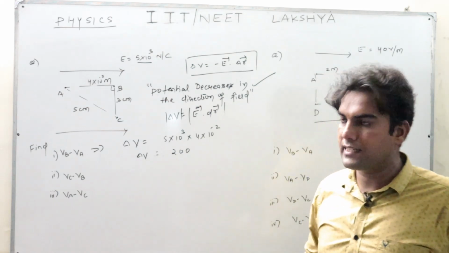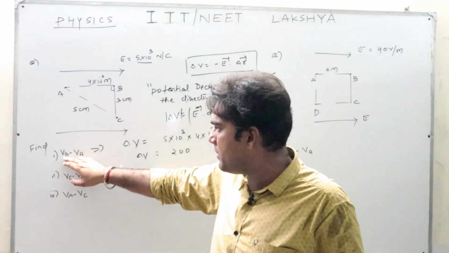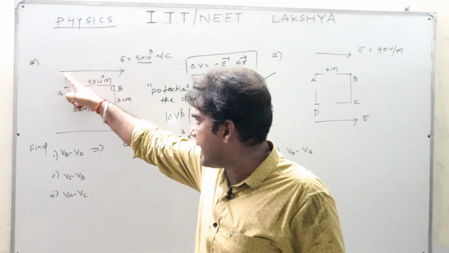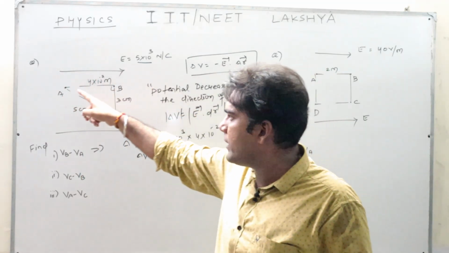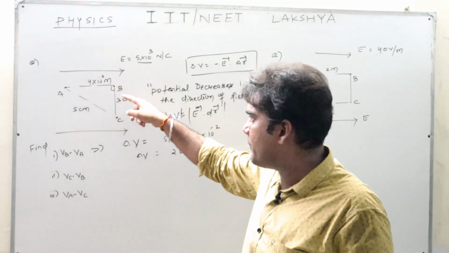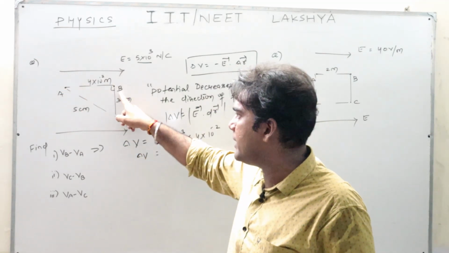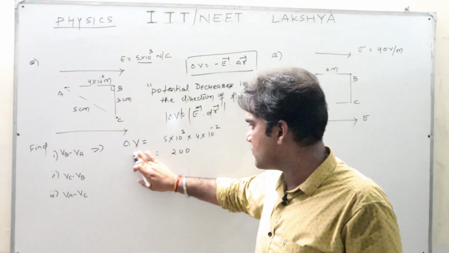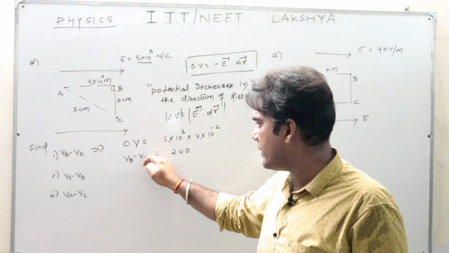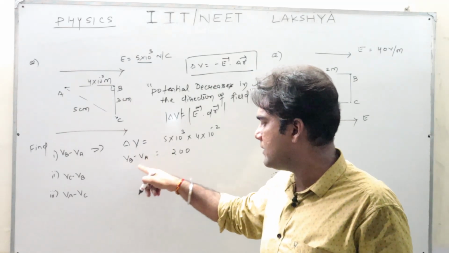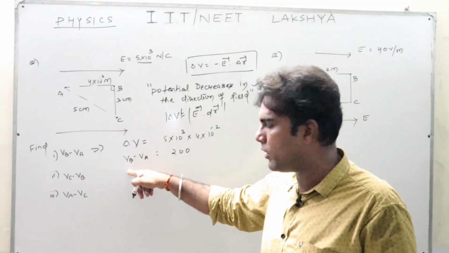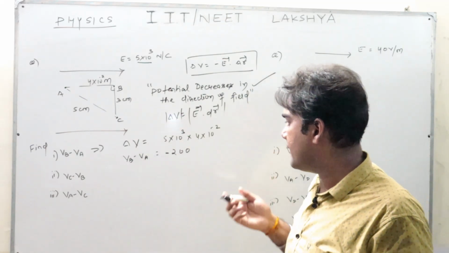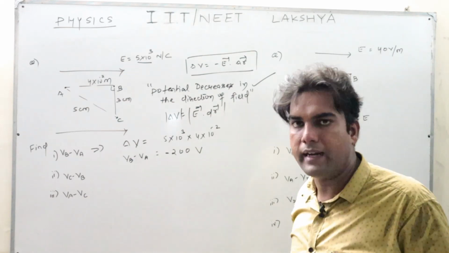Now we need to attach the sign. So what are they asking? VB minus VA. You are moving in the direction of the electric field. When you are moving in the direction of the electric field, then potential decreases. It means potential of B will be less than potential of A. So they are asking VB minus VA, and potential of B will be smaller than potential of A. So this quantity will be smaller. So smaller minus larger quantity, minus 200. And you can write volts, minus 200 volts.